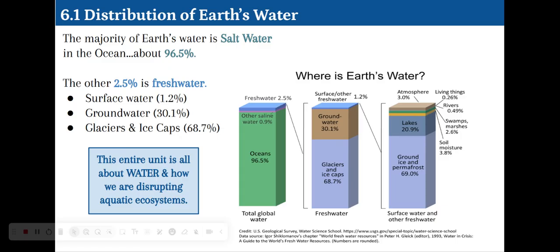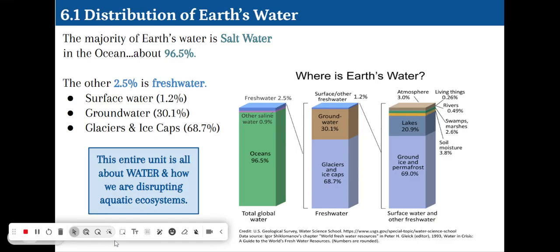So we should know that the majority of Earth is covered in water. About 2/3, 60 to 70% of Earth is water, and the majority of Earth's water is salt water in the ocean. About 96.5% of all water on Earth is found in the ocean, and it is salt water. The other 2.5% is fresh water, and that includes surface water, so waters that we find on the surface. So that would be lakes, rivers, frost, ice. Then there's also groundwater and glaciers and ice caps.